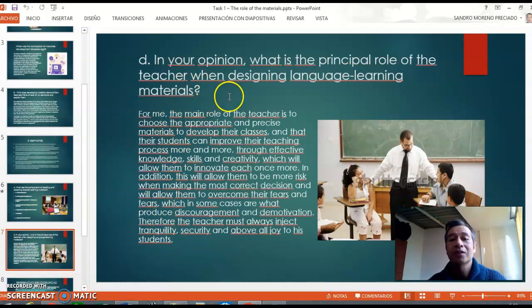In my opinion, what is the principal role of the teacher when designing language learning materials? For me, the main role of the teacher is to choose the appropriate and precise materials to develop their classes, so that their students can improve their learning process more and more, through effective knowledge, skills, and creativity, which will allow them to innovate each time more.